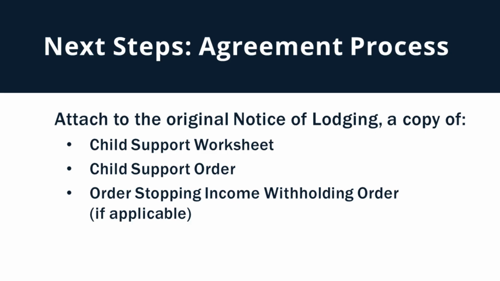You'll need to attach the following to the original notice of lodging: the child support worksheet, the child support order, and if applicable, the order stopping income withholding order. When you file the notice of lodging, the clerk will keep the original with attachments and return the filed endorsed copy with no attachments. You'll need this copy for the next step. Filing the notice of lodging means the judge will have to take action within 21 days. They can grant or deny the orders or set a hearing.